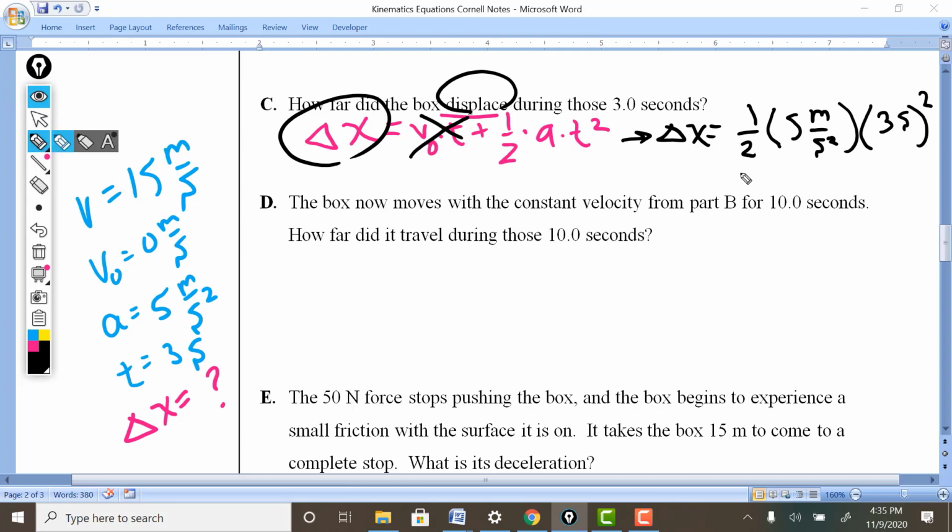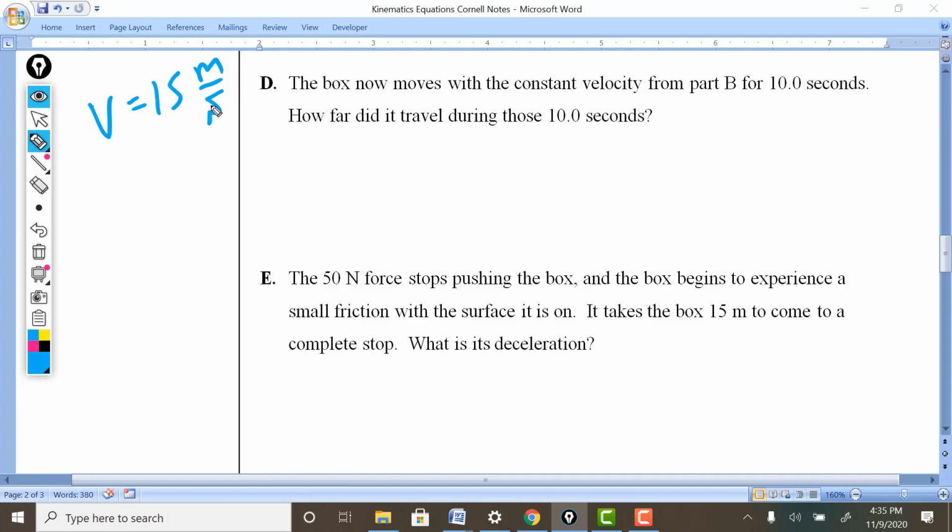So that ends up being 22.5 meters. And the beautiful thing here, for those of you following with the units, is that because this ends up being squared, this ends up being 9 seconds squared. These seconds squared cancel with these seconds squared, leaving you the meter. Okay. So remember, after 3 seconds of acceleration, it was going at 15 meters per second.